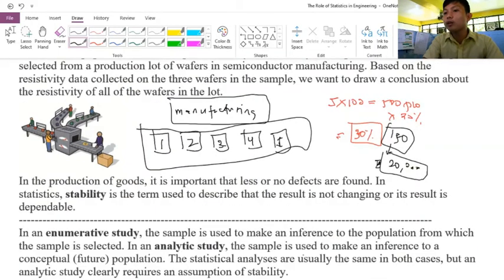So, in an enumerative study, the sample is used to make an inference to the population from which the sample is selected. In an analytical study, the sample is used to make an inference to a conceptual future population. So, the statistical analysis are usually the same in both cases, but an analytic study clearly requires an assumption of stability.